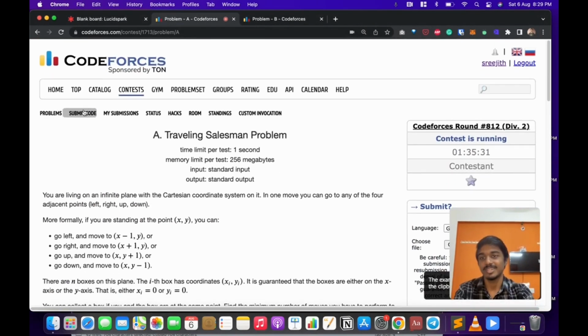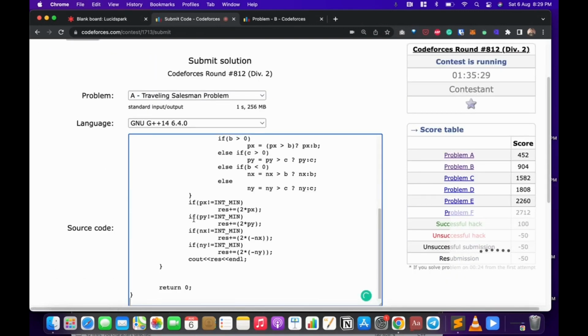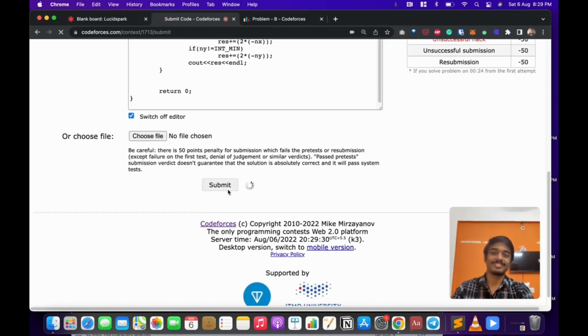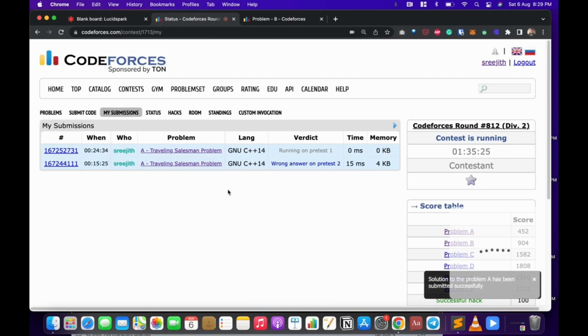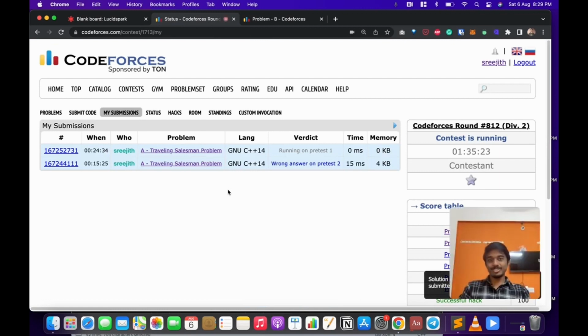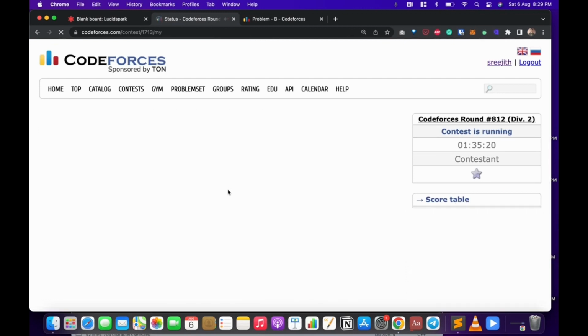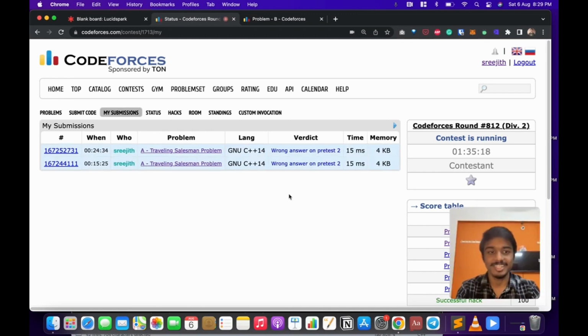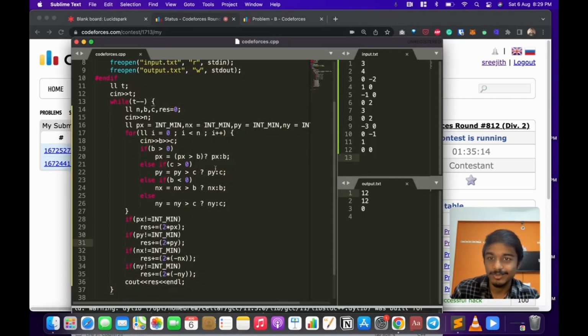I think we should pass. Super. I got one penalty. It was so long, so I should not have done it. But if it comes wrong answer on test two, I'm happy. Yeah, now I'm happy because it's not a silly mistake. So what happened? Px is greater than b.